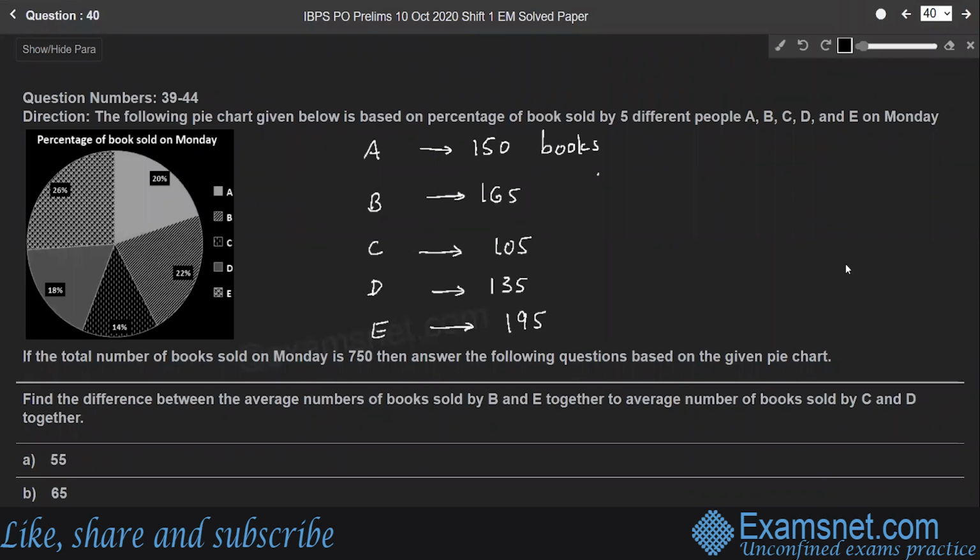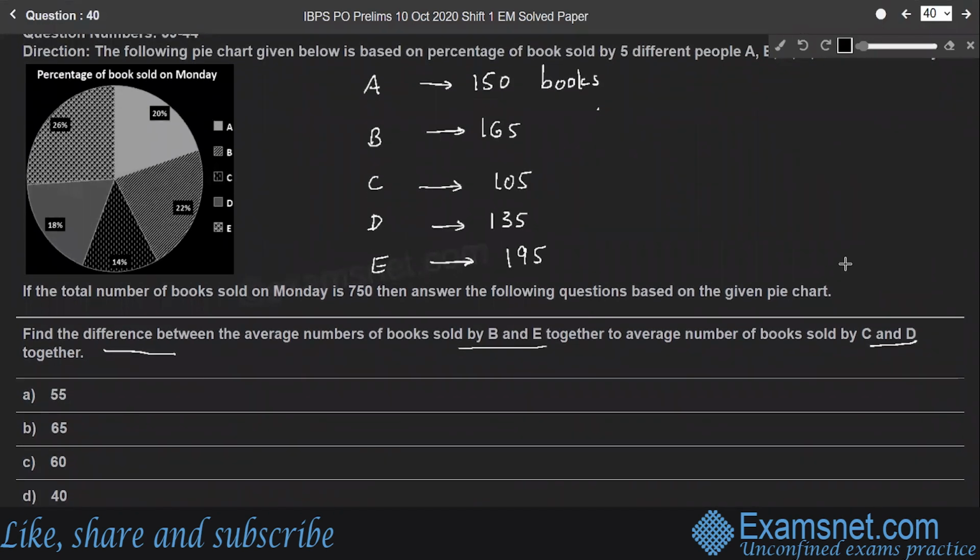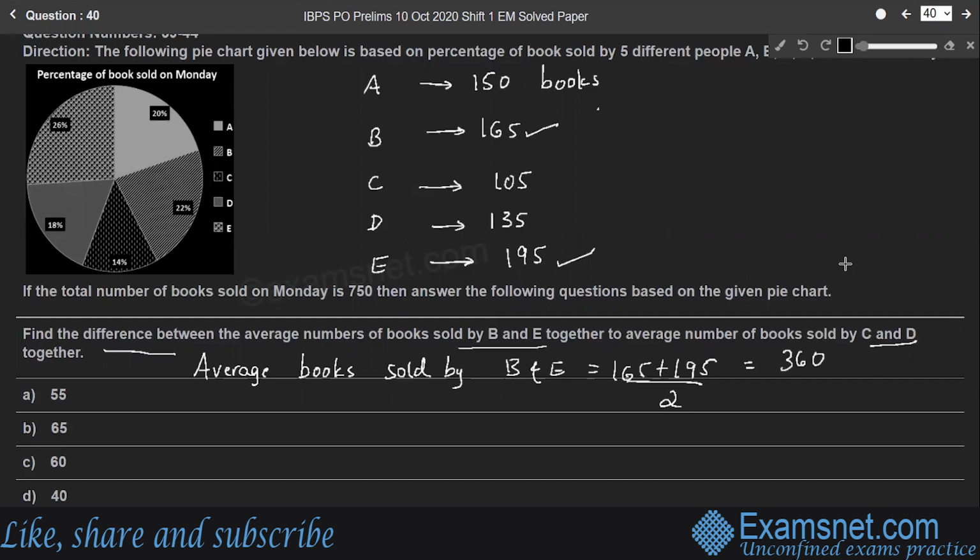Question 40. Here the question is, find the difference between the average number of books sold by B and E together to the average number of books sold by C and D together. Here students, average books sold by B and E. So B sold 165 and E sold 195 books, right? So average books sold by B and E is equal to 165 plus 195 divided by 2, right? It is 360 by 2, which is 180.